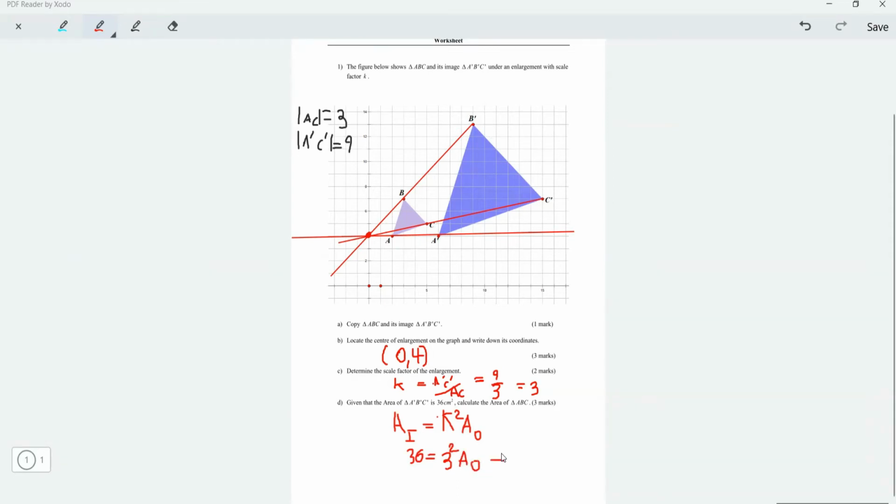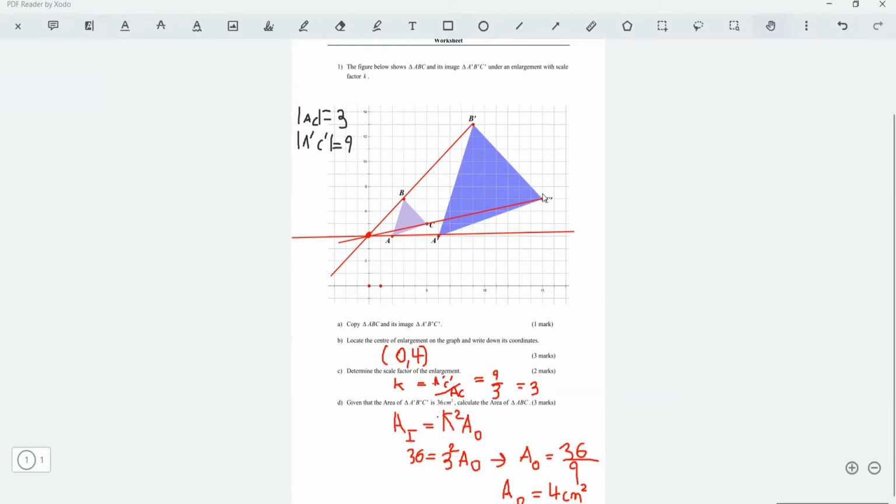So now to get the area of the object, it is going to be equal to 36 divided by 3 squared, which is 9. So the area of the object is 4. That's it. The area of the object is 4. Now, of course, you can't just write 4. You have to write 4 centimeters square. That's the area of the object.